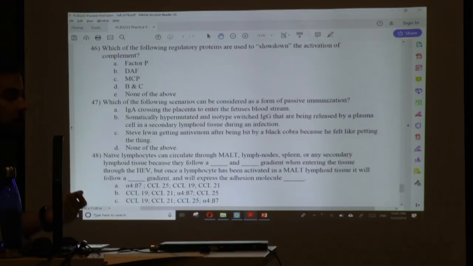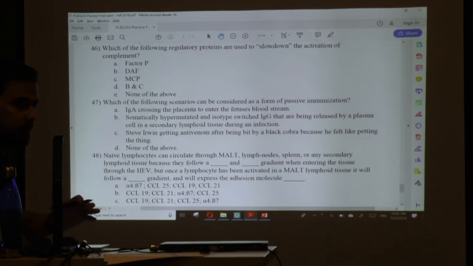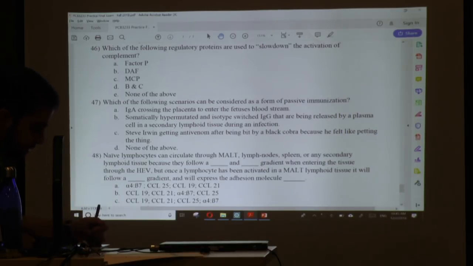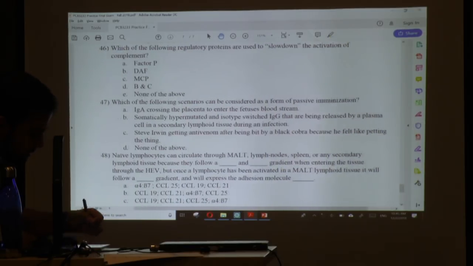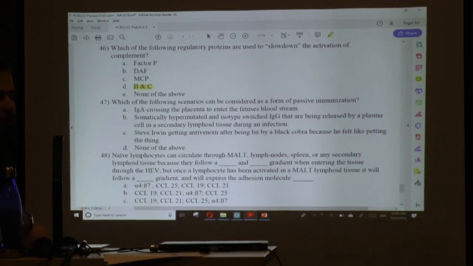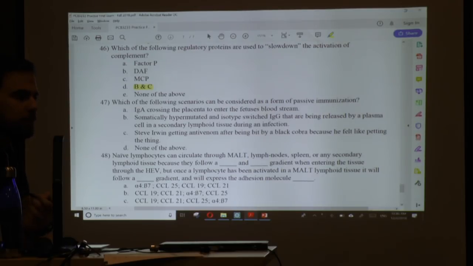So factor P, remember, is the one that actually accelerates complement. It stabilizes the C3 convertase, so that's not A. DAF and MCP, those are two that will slow down complement. And then the other two are factor H and I that are not here, but just so you know. DAF and MCP slow down complement when it's activated on your own cells. And then factor H and I will slow down complement on bacteria, viruses, wherever else that's not your own cells, basically.